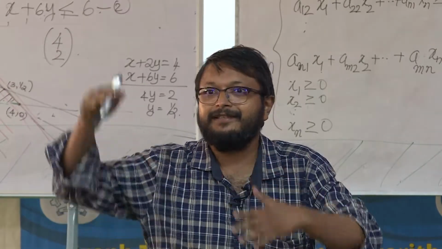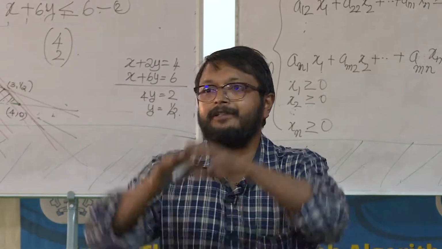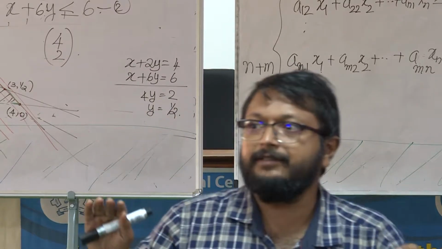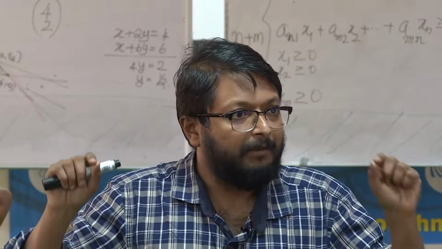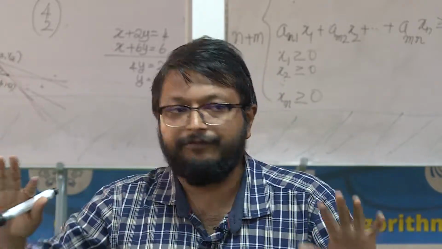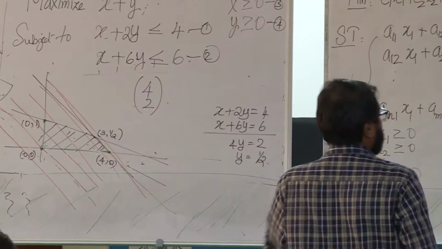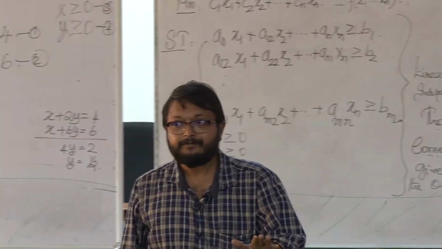You take the equations, take n out of them, solve them, you get a point, you test it out. If you take n plus m choose m points which are corner points, you know that one of them will be optimal. So, take the maximum. So, you get an algorithm for this, although the algorithm does not run in polynomial time, because n plus m choose m can be very large. Is this very clear? Okay.